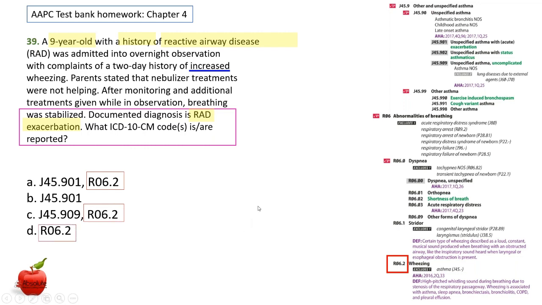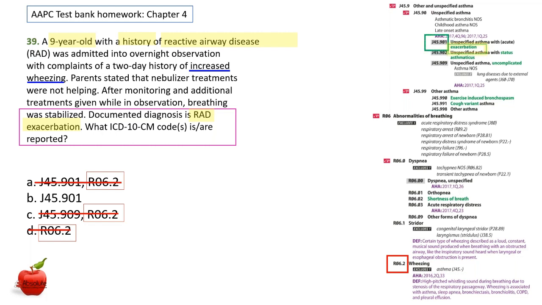And if I look, I have three options which have R06.2. So anyway, R06.2 is not going to be in our code selection. So I can eliminate option A, option C, option D right away. I can delete them spot on, and the correct answer is going to be J45.901, which is coding for unspecified asthma with acute exacerbation.